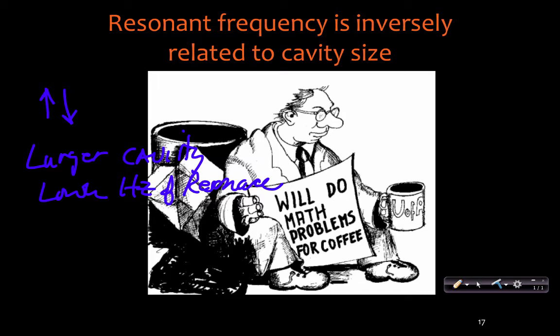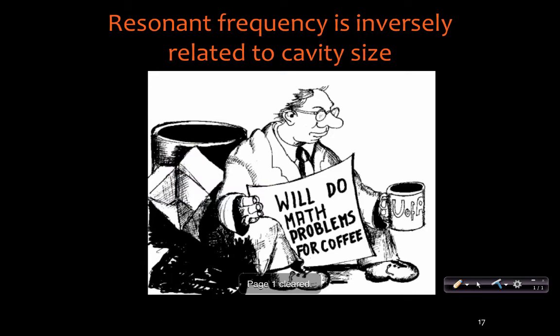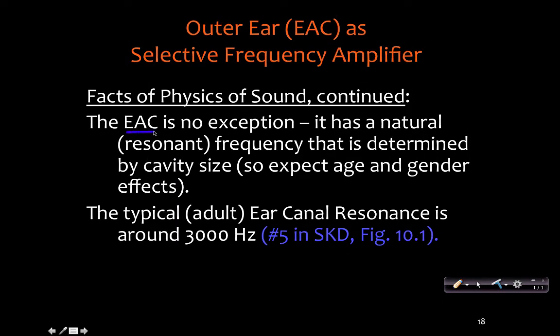It's just a very basic principle in how cavities and even how musical instruments operate, for that matter. And so again, the ear canal is really no exception. It's a cavity that has a natural resonant frequency, and the actual frequency is determined by the cavity size. So if that's the case, then you expect there's going to be age and gender effects. That is to say, for children up through maybe adolescence, their external ear canal is getting progressively bigger, and as it gets bigger, the resonant frequency gets slightly lower. Then there's a slight gender effect as well. If the premise is that male ear canals are larger than female ear canals, then you would expect female resonant frequencies to be a little bit higher than males.